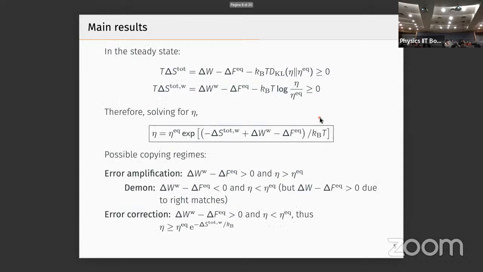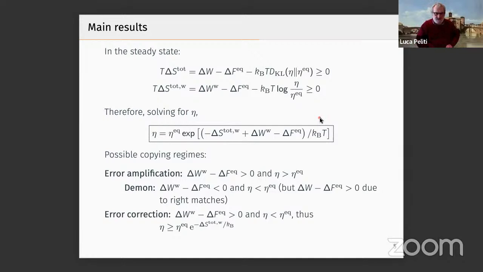Okay, so now we're looking at the total entropy production in general, for one incorporation. This is given by the average work done per one incorporation minus the change in the equilibrium free energy, of course. And then there is this contribution. This contribution is negative because the Kullback-Leibler divergence is always positive. What is the origin of this term? It is the loss of entropy of the growing chain with respect to what it would have if it were at equilibrium.